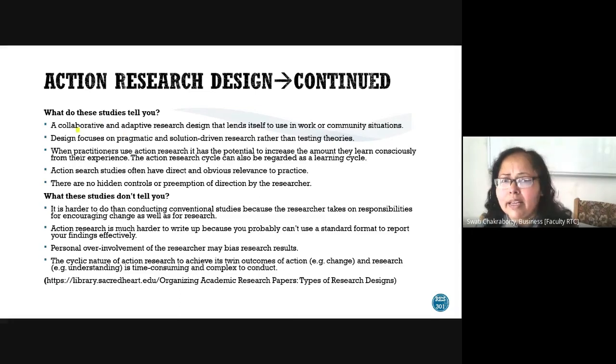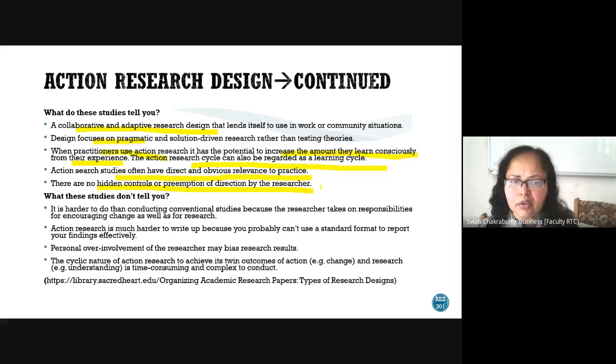So what do these studies tell you? It's a collaborative and adaptive research design that lends itself to use in work or community situations. It focuses on pragmatic and solution-driven research rather than testing theories. While using action research, it has the potential to increase the amount you learn from your experience, so it's basically considered a learning cycle. These research studies often have direct and obvious relevance to practice, and there are no hidden controls or preemption of direction by the researcher.